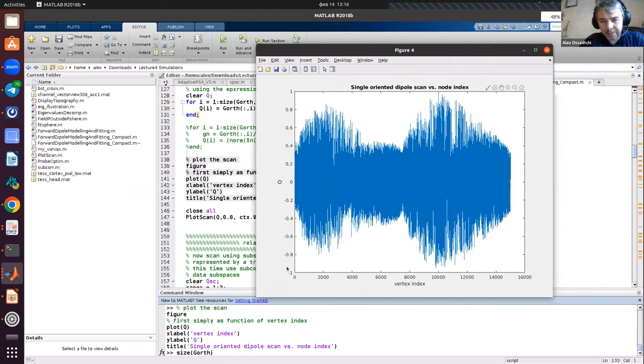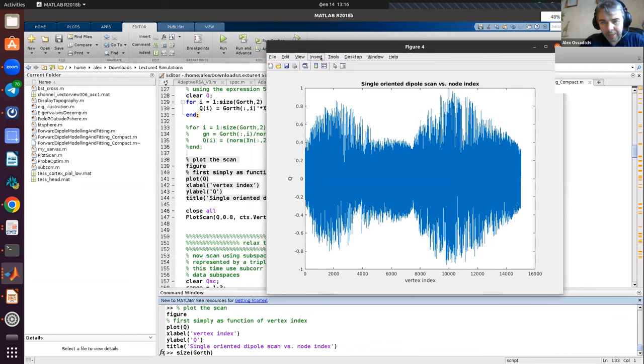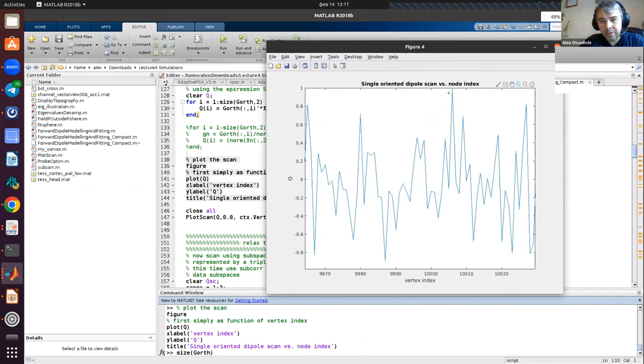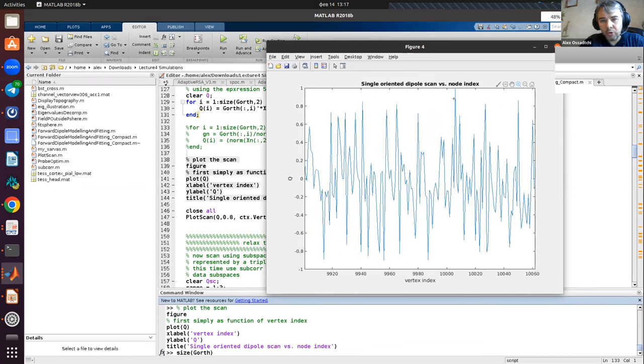On the x-axis, I have simply the index of a source on the cortex. Since we have 15,000 sources, here I have a maximum of 15,000 elements for which this plot exists. On the y-axis, I have the correlation, the cosine, between the model topography of each of these sources and my data. And I am lucky here because this one has the largest value, close to one, among all source locations.